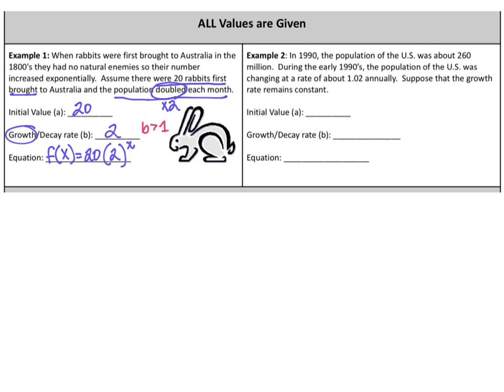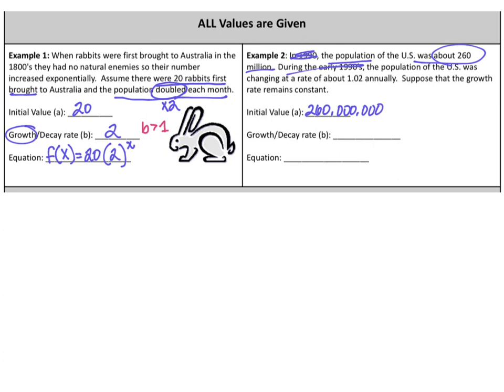Well, what's the number we started with? Okay, we're not talking about years here. We're talking about the population, right? So what was the population? Oh, the population was about 260 million. So that initial value, 260 million.